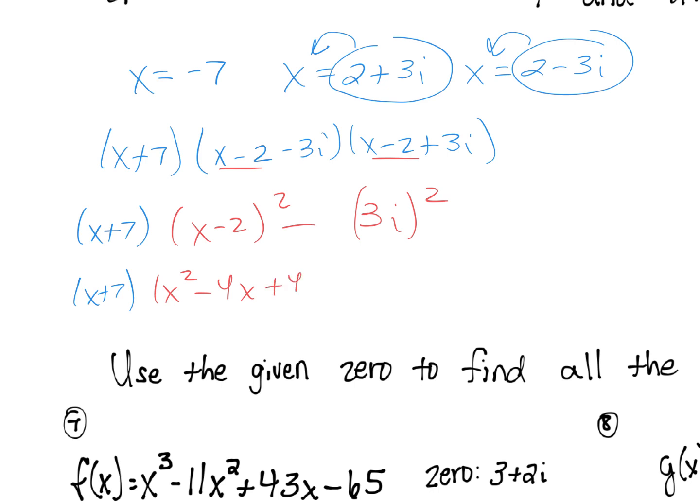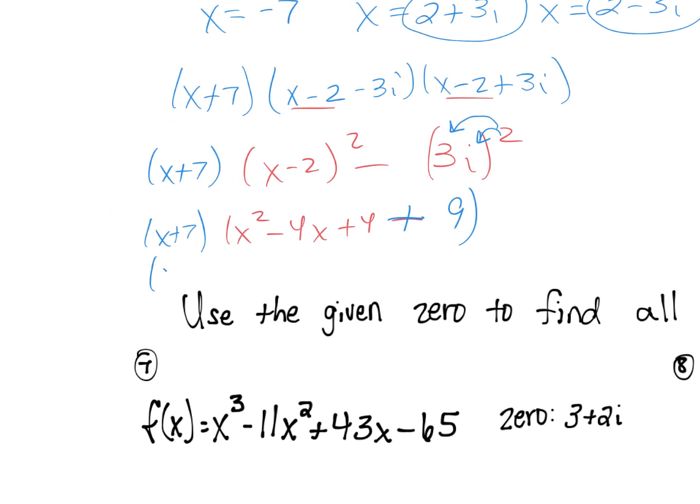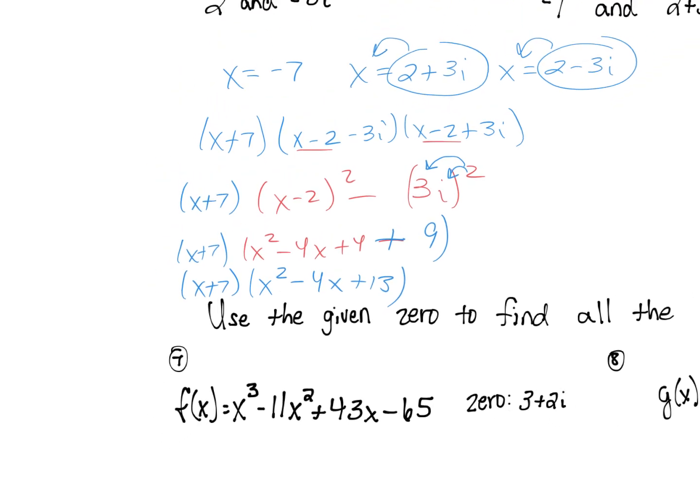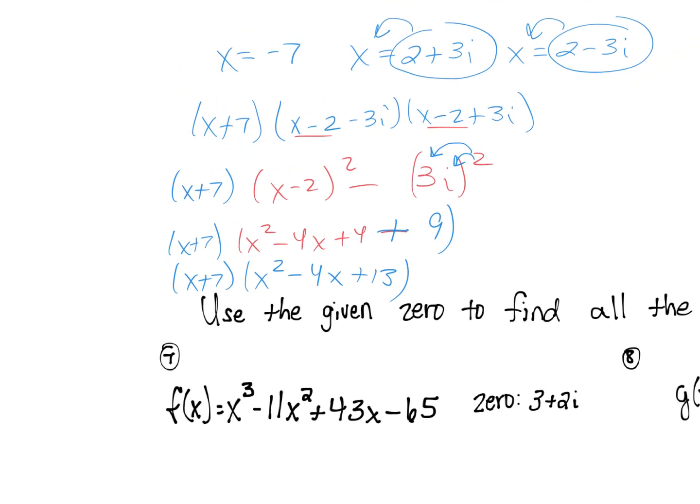And then what happens here? I have minus, this 2 goes to the 3, so 3 squared is 9. And then i squared is negative 1, so this is going to become plus, correct? So I still have x plus 7 hanging out. And this is x squared minus 4x plus 13. Now, do I have any i's left in my problem? No. So now we're just going to distribute.